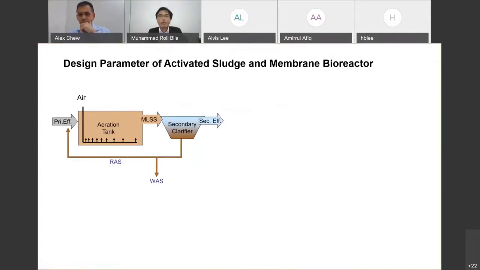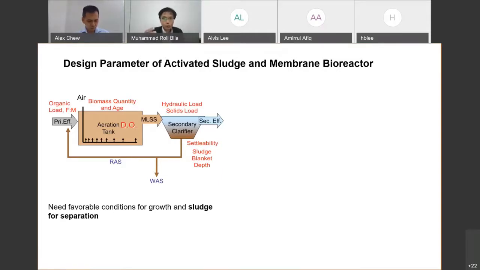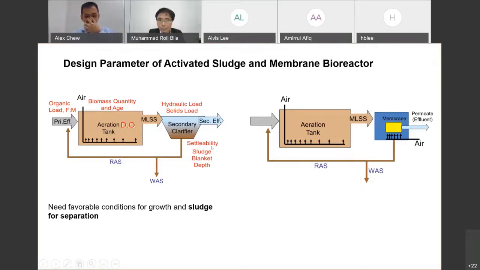Okay, so next I will give some demonstration of how we compare activated sludge and membrane bioreactor side by side. When we design activated sludge, we have to operate it under certain conditions so that your microbes can grow well, and then the sludge can be separated well in the secondary clarifier. In doing so, we need to adjust the loading, the concentration of the biomass, the dissolved oxygen, how much oxygen we provide to the system, how long the hydraulic retention time is, and we also need to form sludge that settles easily. So these are the parameters that have to be optimized.